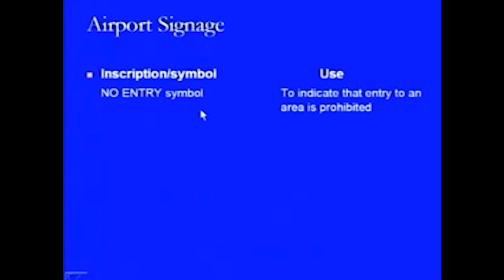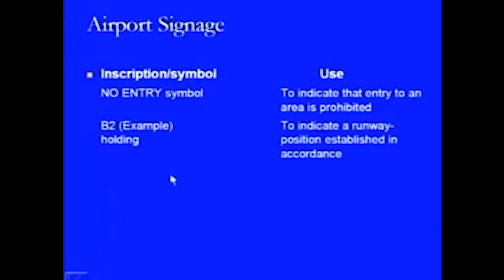Then there is a no entry symbol, as we have seen, which indicates that entry to the area is prohibited. There is another example, like the B2 holding condition, which indicates the runway position established in accordance.